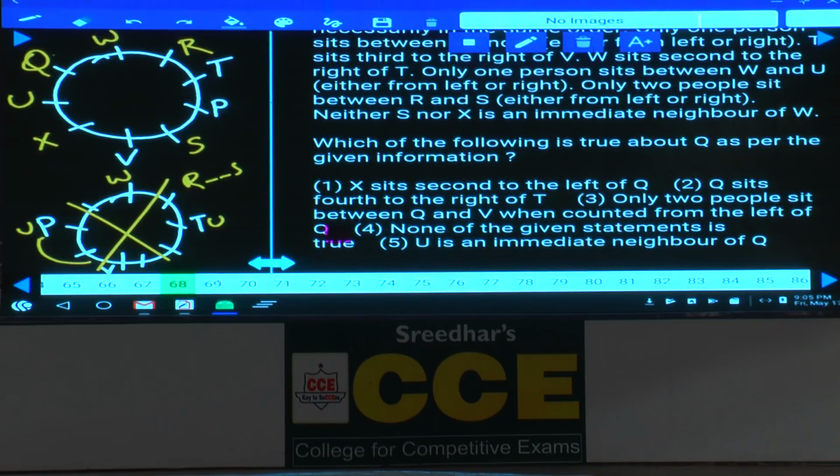Only 2 people between Q and V, counted from the left of Q, that is again false. And U is an immediate neighbor of Q, yes, definitely true. Then what is your answer here? 68, it is choice 5.